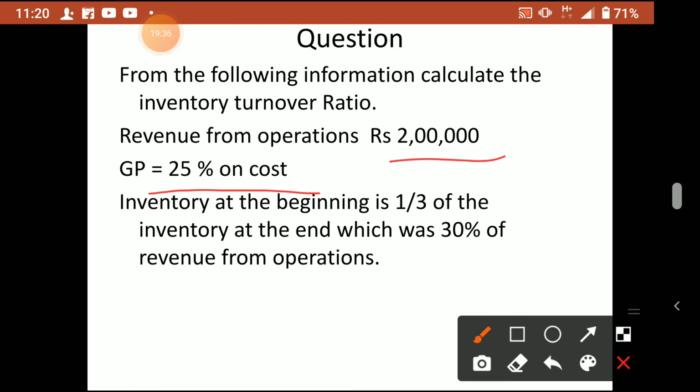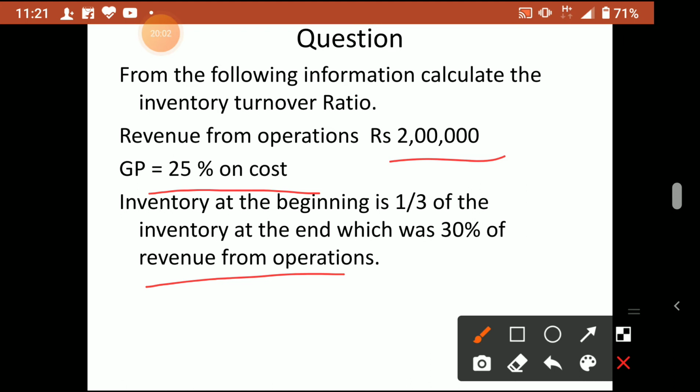Then inventory at the beginning is 1/3 of the inventory at the end, which was 30% of revenue from operations. So inventory is also not given. Beginning inventory we need, closing inventory and opening inventory both we need. Then only we can calculate average inventory. But both items are not given. So then how to calculate?